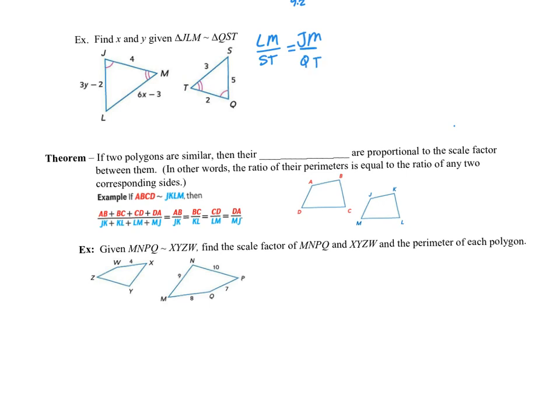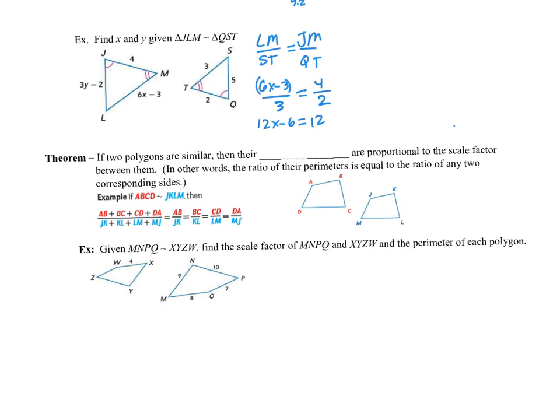All right, so let's go back and fill in our proportion. Remember, LM is 6x minus 3. So 6x minus 3 to ST, which is 3, is equal to JM, which is 4, to QT, which is 2. All right, so now we have a proportion that we can cross multiply and solve. If I cross multiply, remember there's a binomial here, so let's put parentheses around it. And when I cross multiply, I'm going to have to distribute this 2 to both of these terms. So that would be 12x minus 6 is equal to, when I cross multiply the other way, I get 3 times 4 is 12.